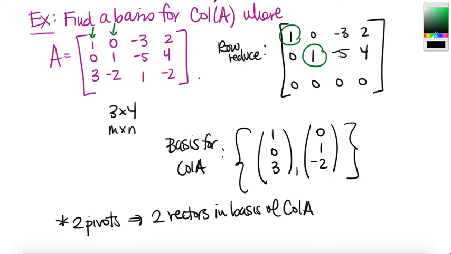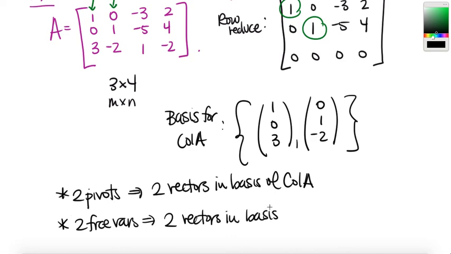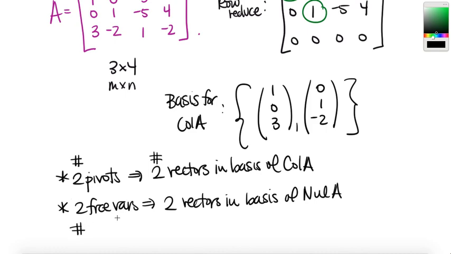But we also saw there are 2 free variables, and in the last video, we talked about how the number of free variables corresponded to the number of vectors in your basis of the null space. And that worked with this example, but it is going to work in general. So in general, the number of pivots is the number of vectors in your basis for a column space. The number of free variables is the number of vectors in a basis for the null space. And that's it for right now.